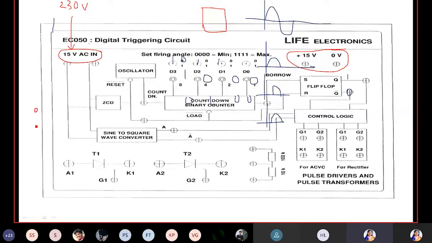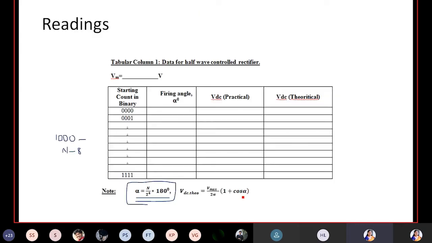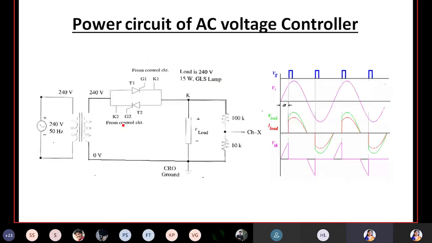Okay, we'll be having AC supply, and from AC mains you will be doing the plug connection. With plug you will be having two ends. How we do the connections in AC voltage regulator: one terminal will be connected to A1, and A1 will be connected to K2. Back-to-back connection will be there. You can observe here, we have back-to-back connection.